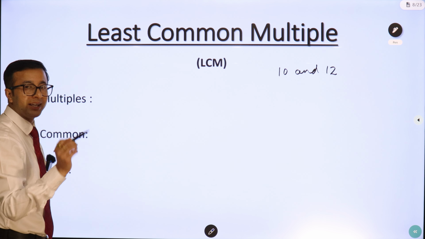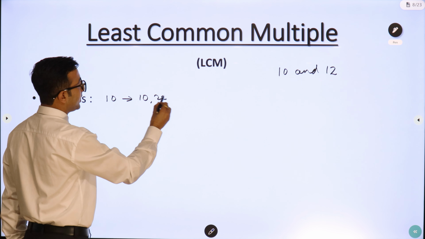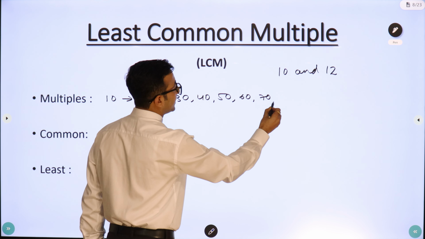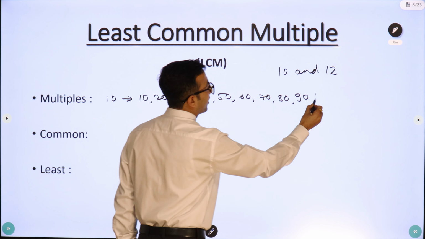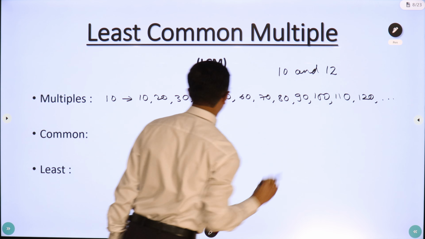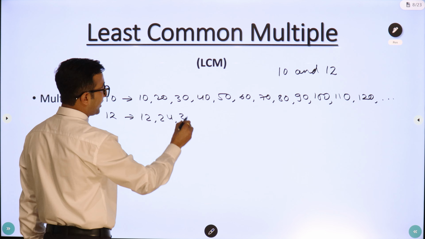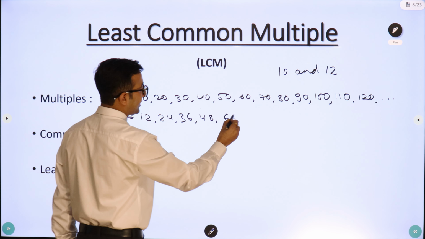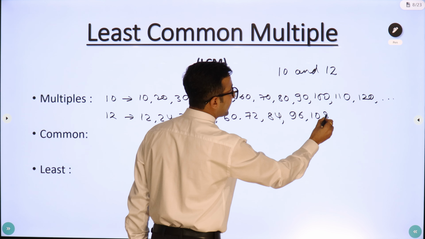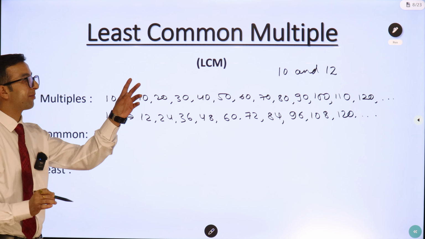First we'll write the multiples of 10 and 12. Multiples of 10 are 10, 20, 30, 40, 50, 60, 70, 80, 90, 100, 110, 120 and so on. Similarly for 12, 24, 36, 48, 60, 72, 84, 96, 108, 120 and so on. So these are the multiples of this number 10 and 12.